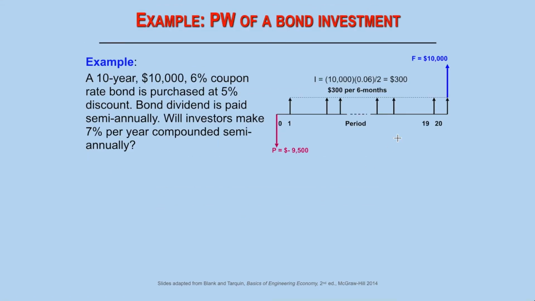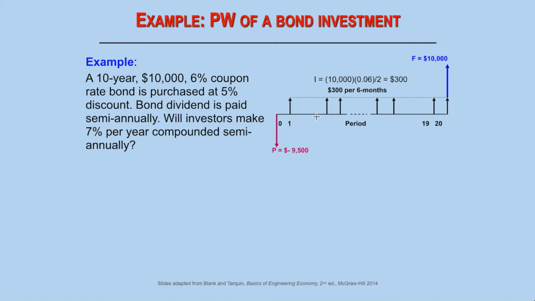So the cash flow diagram for this bond looks like this. The first cost of the bond is $9,500, which is the face value of the bond that is discounted at 5%. At the end of the lifetime of the bond, the full face value of the bond of $10,000 will be returned to the investor. Now the lifetime of the bond is 10 years and the interest on the bond is paid semi-annually, that means twice a year. So we have a total period of 20 in this cash flow diagram.